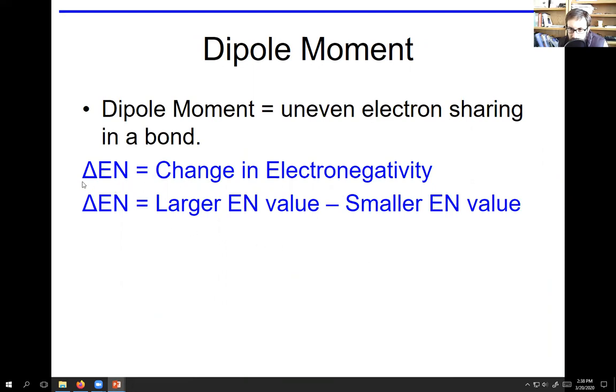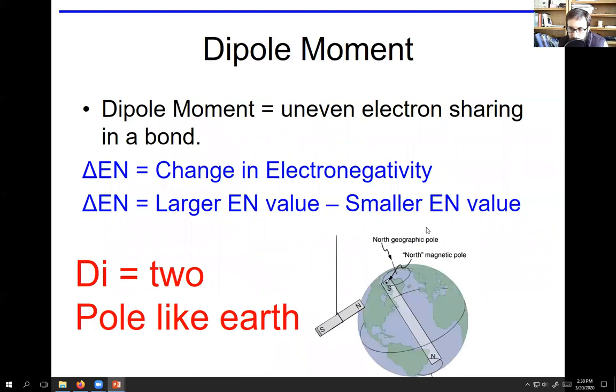So a dipole moment is uneven electron sharing in a bond. Change in electronegativity is delta EN. And it's always going to be a positive number here. So it's going to be the larger electronegativity value minus the smaller electronegativity value. Why is it called dipole? It's like the Earth, you know, dipole, like a magnet. That's why it's called that. All right, so we can stop here, and then next video we'll go into more detail on the different types of bonds.